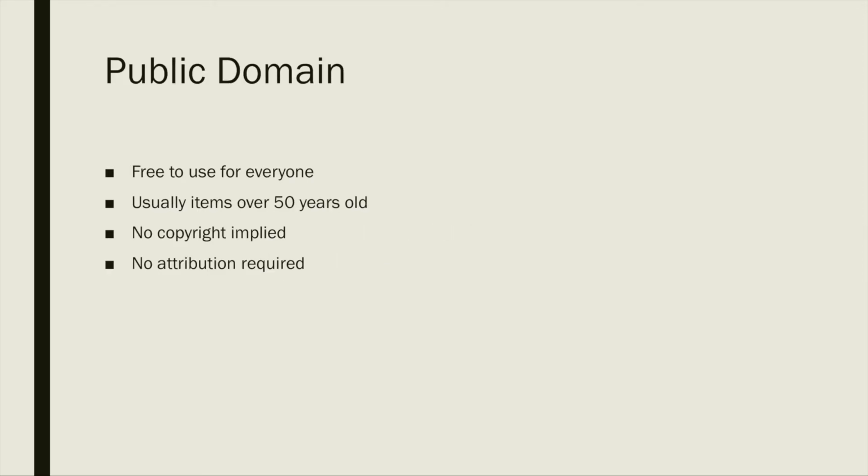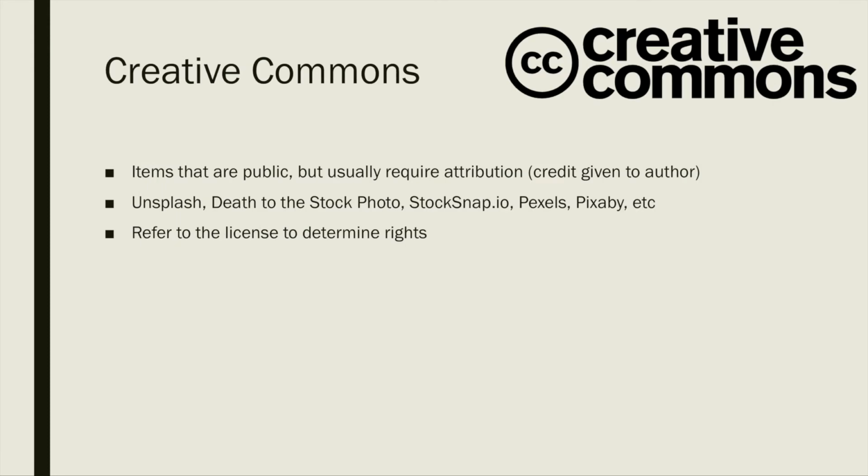Images in the public domain are free to use for everyone. Usually this means items that are over 50 years old, with or without a copyright. No copyright is implied and no attribution is required if someone automatically puts it out in the public domain. That means that you can pretty much use anything, anywhere, at any time. No worrying about paying anyone or finding licenses or what you're using it on, what you're not using it on. Pretty much anything in the public domain is yours to use.